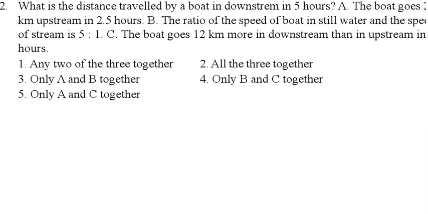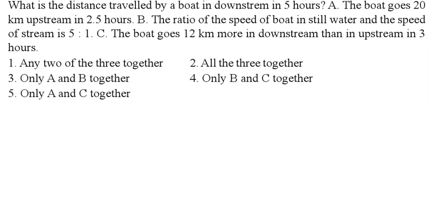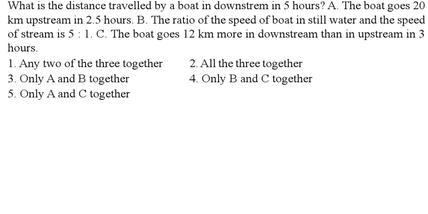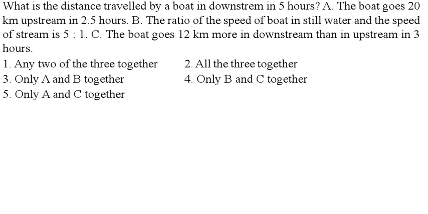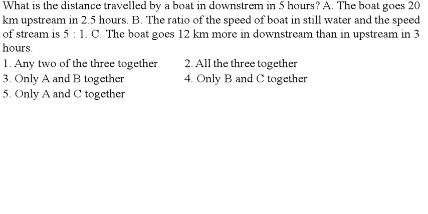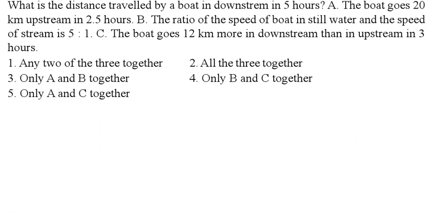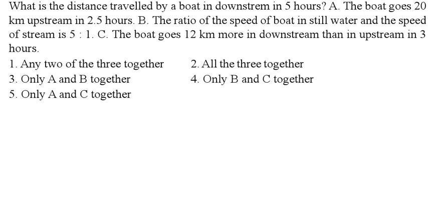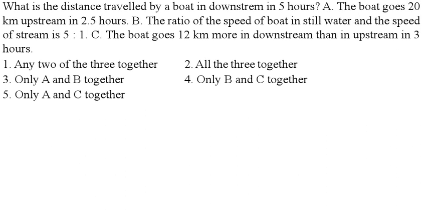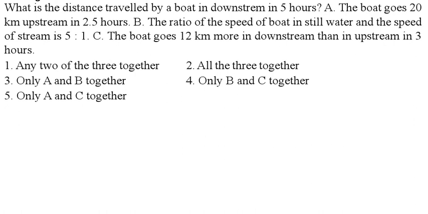What is the distance traveled by boat downstream in 5 hours? A: The boat goes 20 kilometers upstream in 2.5 hours. B: The ratio of the speed of the boat in still water and the speed of the stream is 5:1. C: The boat goes 12 kilometers more downstream than upstream in 3 hours. So, what is the distance traveled by boat downstream in 5 hours?